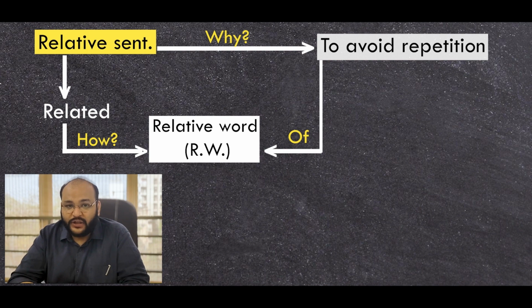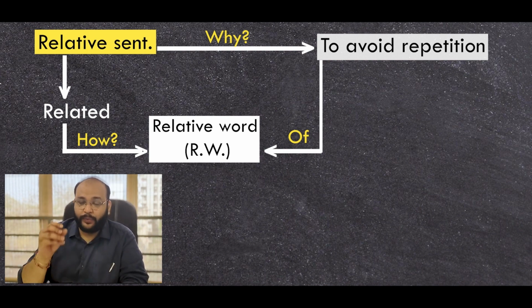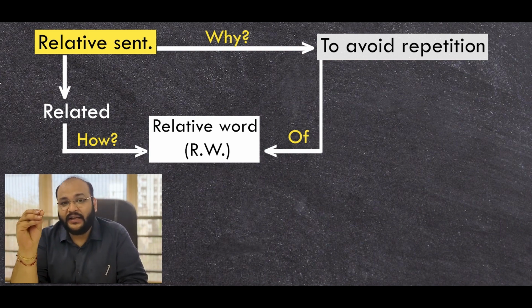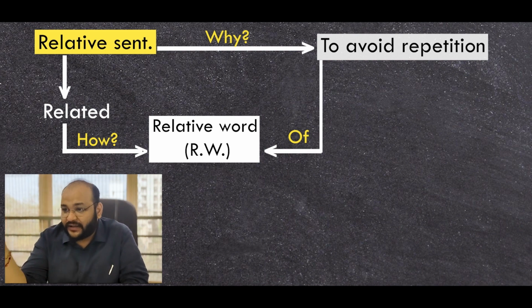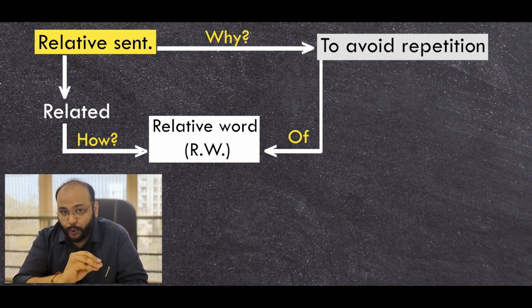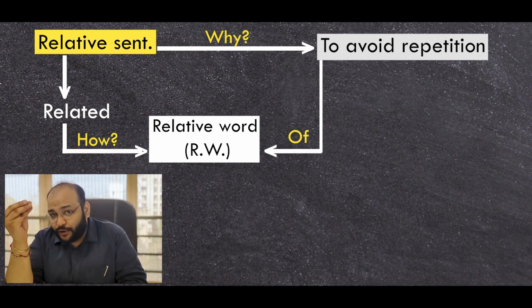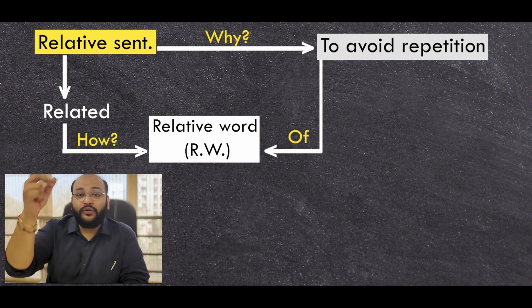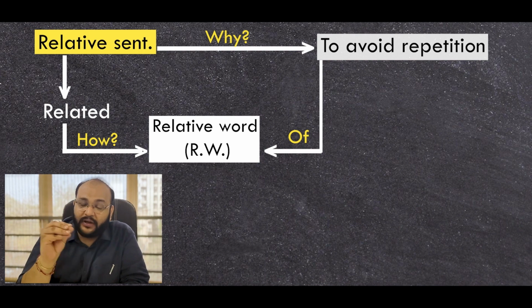So once again, let's repeat. First of all, what are relative sentences? Relative sentences are sentences which are related to each other. How are they related? Through a relative word. And why do we need relative sentences? To avoid the repetition of the relative word.